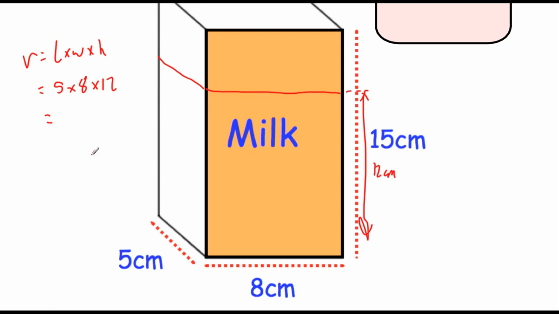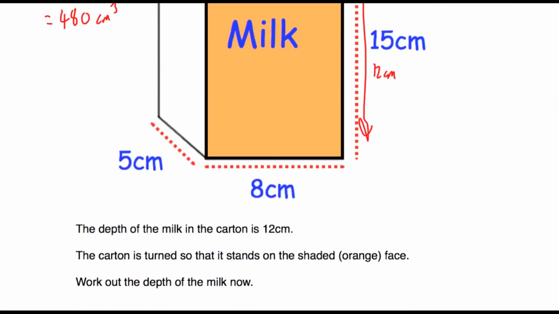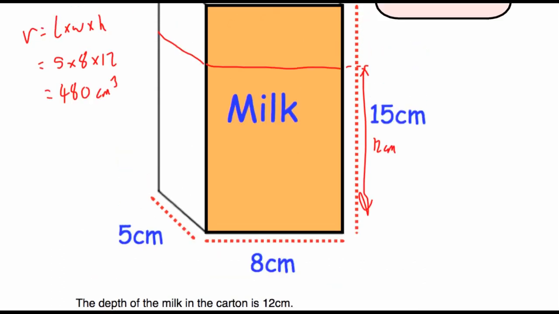So 5 times 8 times 12 is equal to 480 centimetres cubed. So at the beginning, there's 480 centimetres cubed of milk in this box, in this carton. And then it says the carton is turned so that it now stands on the shaded orange face.